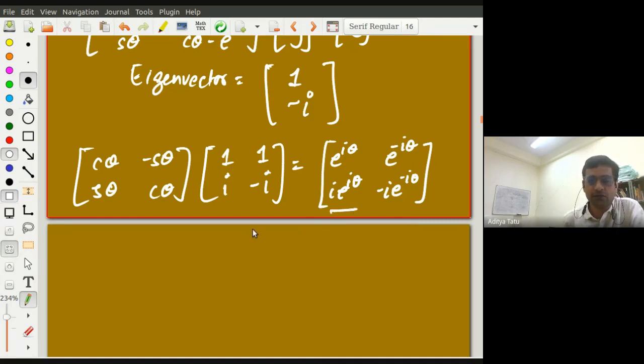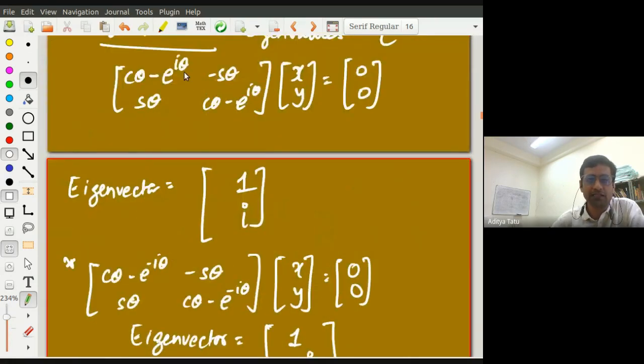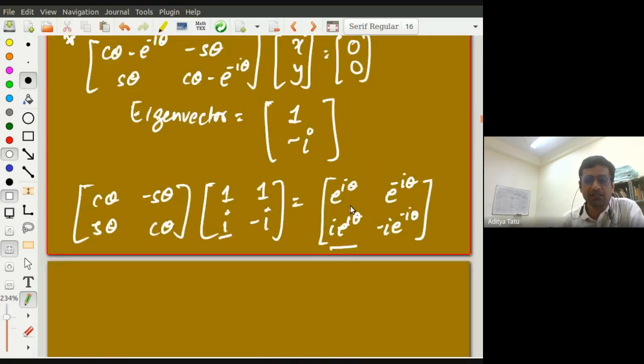Because what is the first column? It is this matrix times this first vector. What did we know about the first vector? It's an eigenvector corresponding to what eigenvalue? e to the power i theta, right? So the first column has to be lambda times the same vector, isn't it? And lambda was e to the power i theta, which is why I could just directly write it this way.